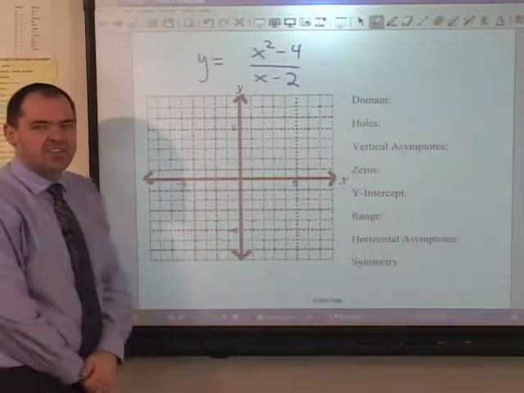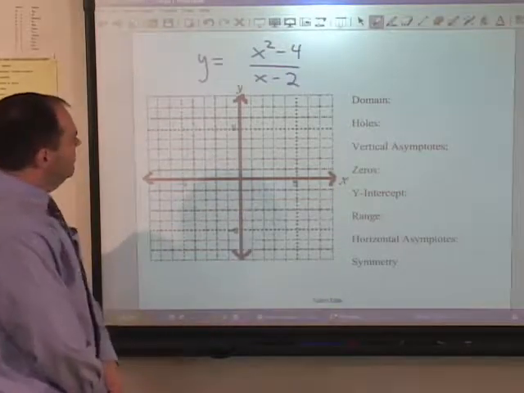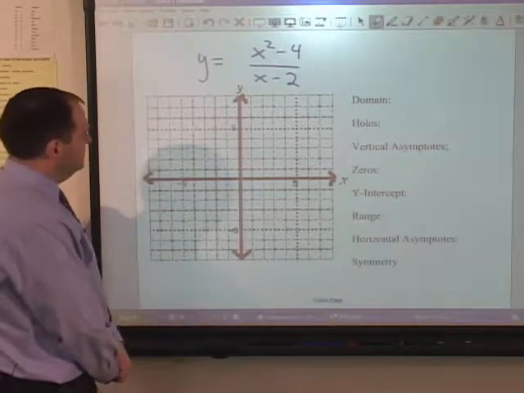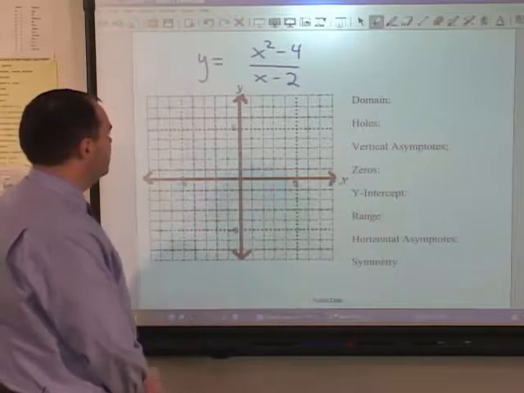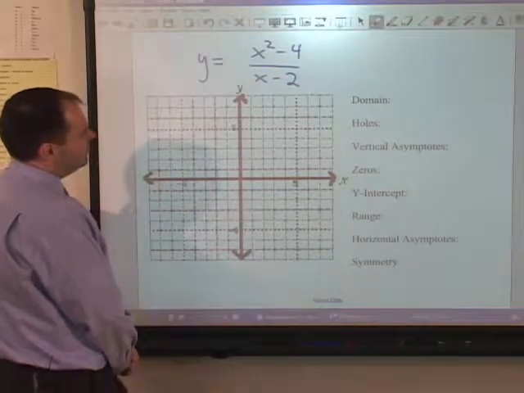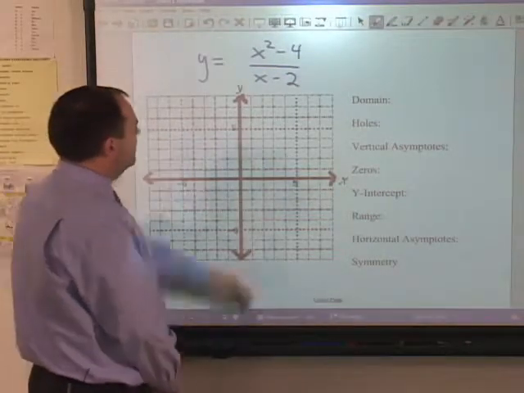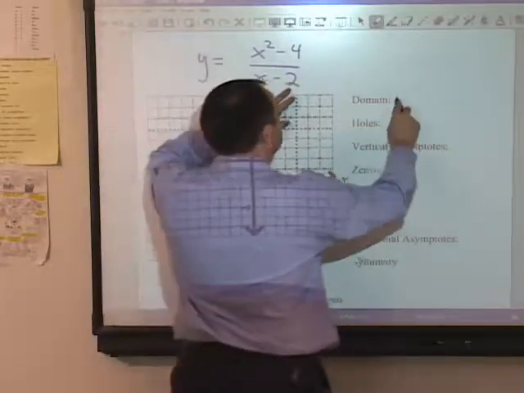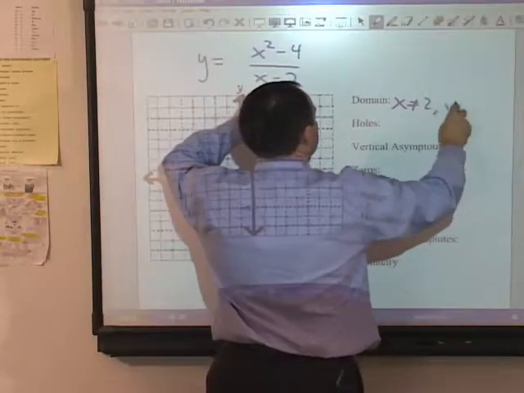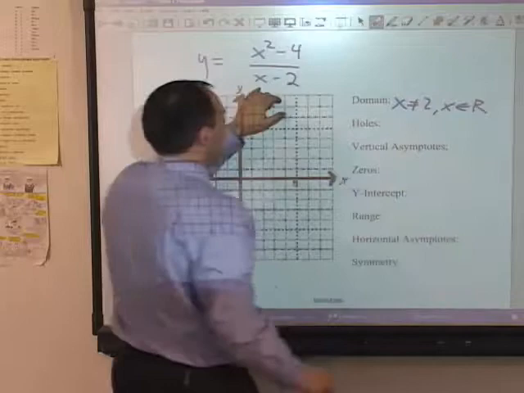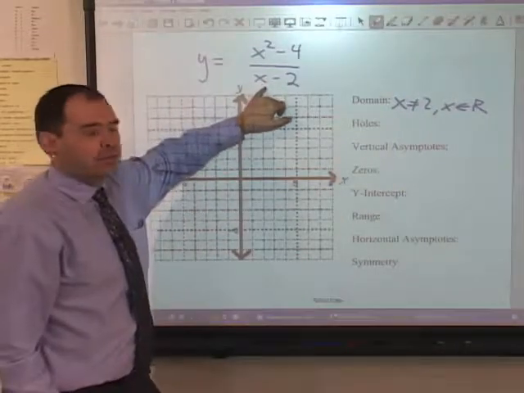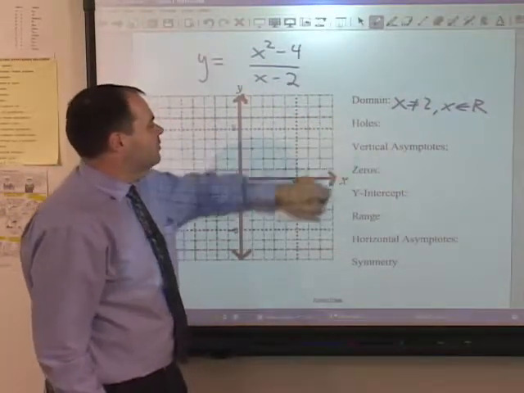Let's look at our next example. Before we enter this into the calculator, let's just spend some time doing what we can to analyze it. So the domain of the function, well, x can't be 2. Now, as we know, where the function is undefined, that means we're either going to get a hole in the graph or a vertical asymptote.